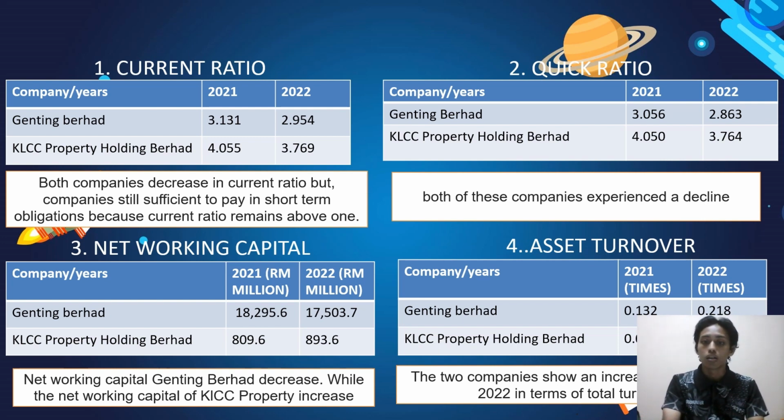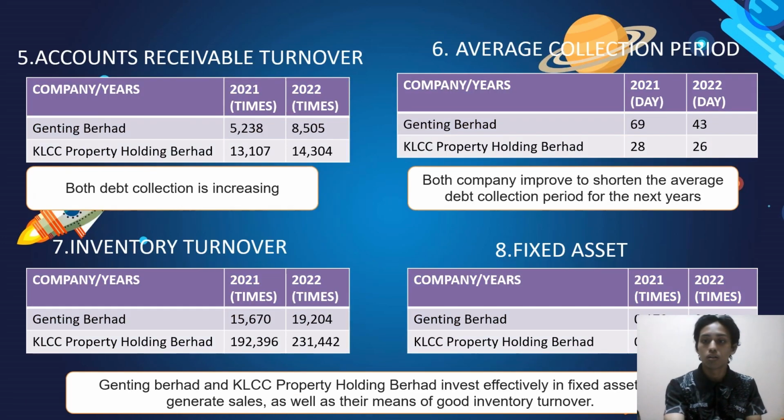For asset turnover, both companies still increased from 2021 to 2022. Account receivable turnover, you can see both companies increased. For the average collection period, we have a decrease and it is shorter. For example, KLCC Property Holding Berhad was 28 days in 2021, but in 2022 just 26 days. So the average collection period decreased.